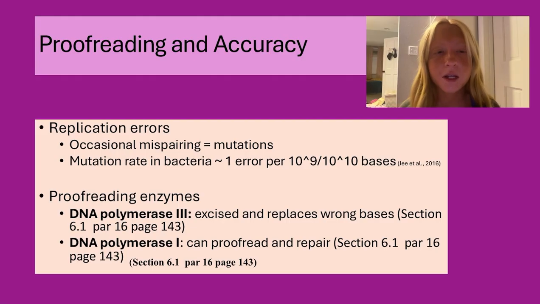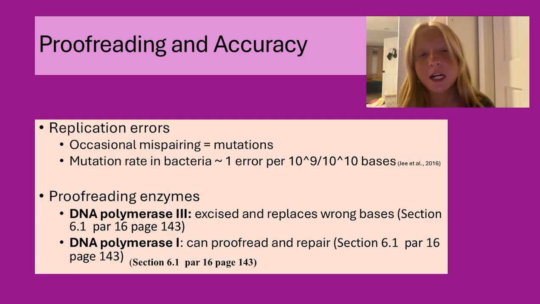So now we're going to talk about proofreading and accuracy. When DNA replication messes up, it's able to fix itself through different enzymes like DNA polymerase 3 and 1. An occasional mispairing is called a mutation. It sometimes happens, but it's a very small chance.